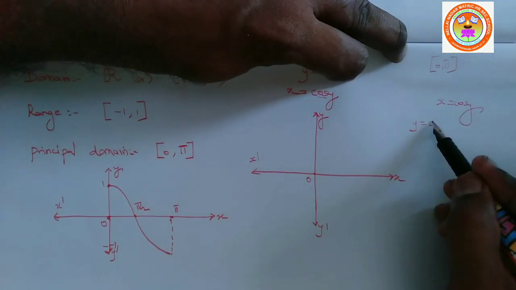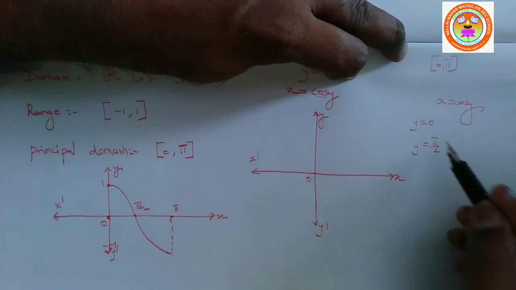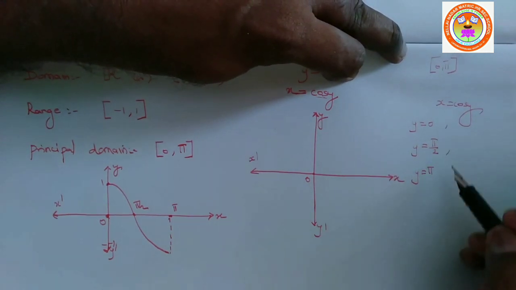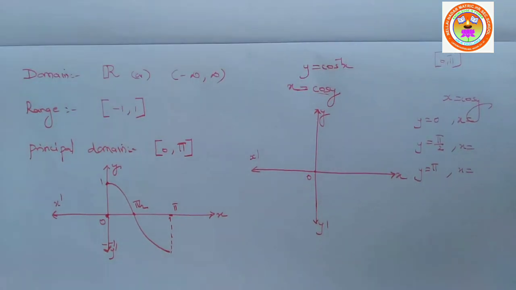So we can take 0. If you want, we can take pi by 2, in between the values 0 to pi. The last one is pi. So what will be the x value? We don't need to worry about that.